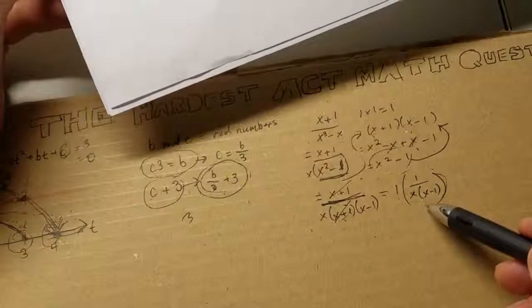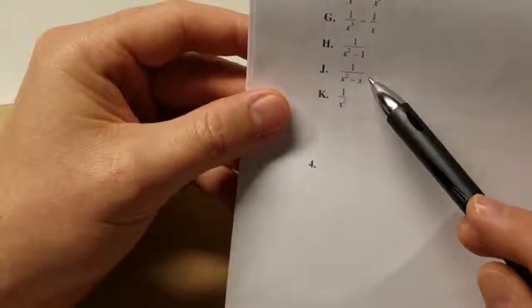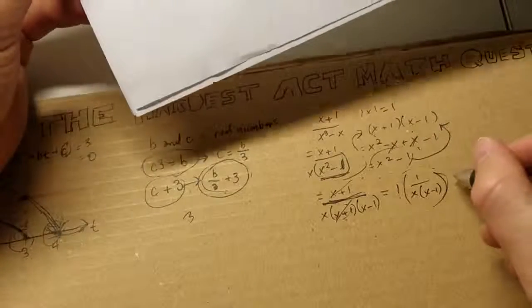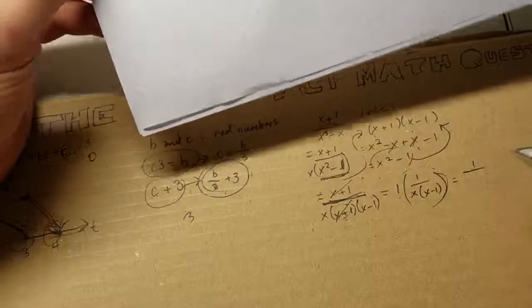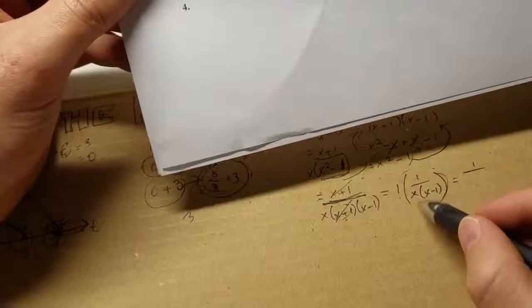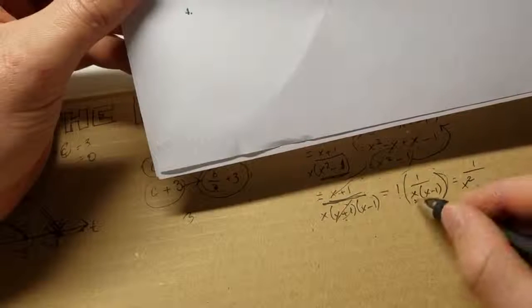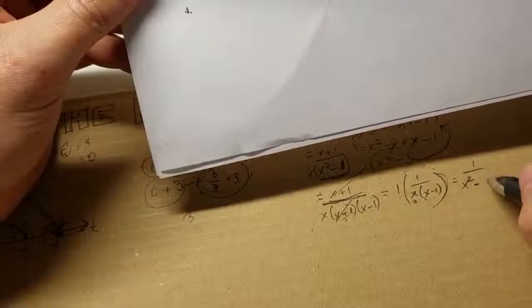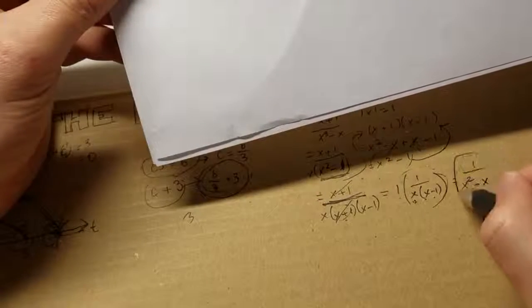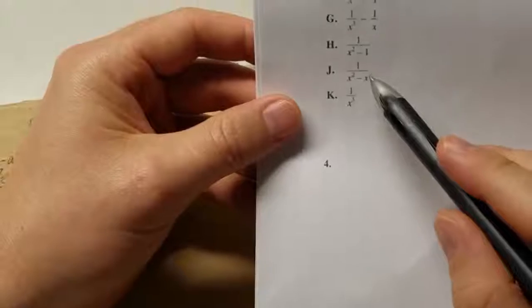Looks like it's probably this one. If we just go ahead and distribute that x, so x times x is x squared, and x times -1 is -x. And it looks like those two do indeed match up. So, alright. I think we got time for one more.